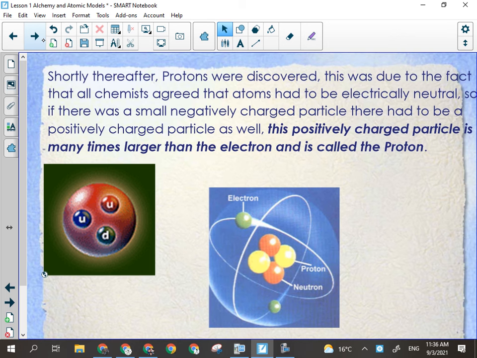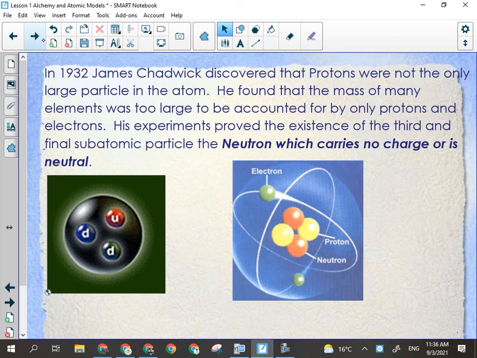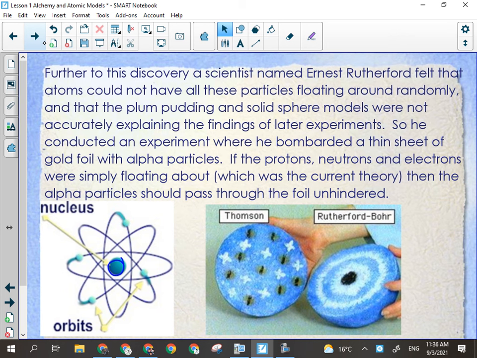Somebody had to come up with a way to prove that atoms were, in fact, very small and had a very small, dense nucleus surrounded by other stuff. Okay? So the challenge was to devise an experiment that will make this possible. That's where a guy named Ernest Rutherford comes in. Okay? Rutherford was kind of a chemist slash physicist.